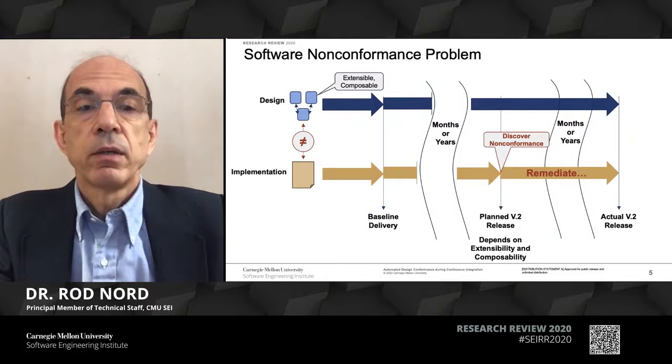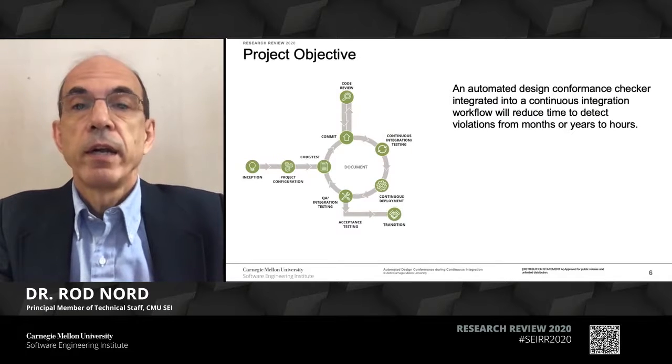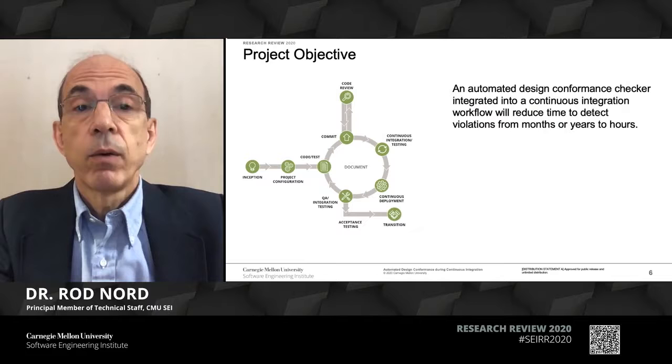In a software factory or DevOps environment, the time from baseline to detection at V2 might be shorter, but the nonconformances are no less hard to correct, and this impacts agility and velocity. Our vision is to solve this problem by creating an automated design conformance checker and integrate it into the continuous integration workflow to report nonconformances in hours instead of the months or years that it takes to discover these problems today.